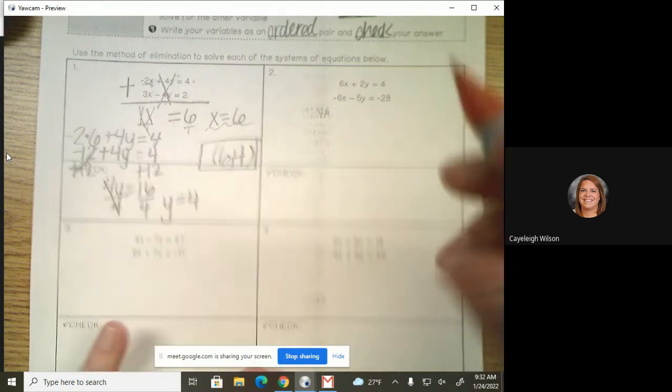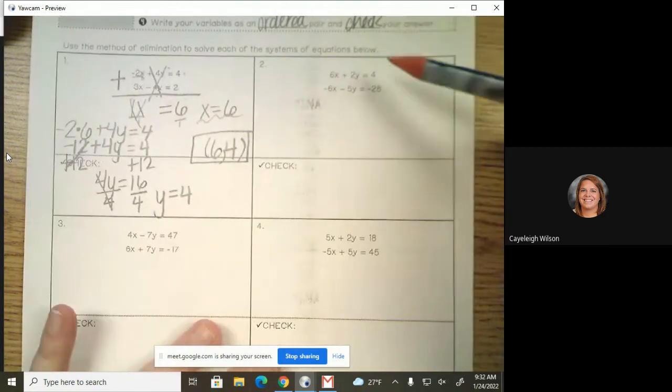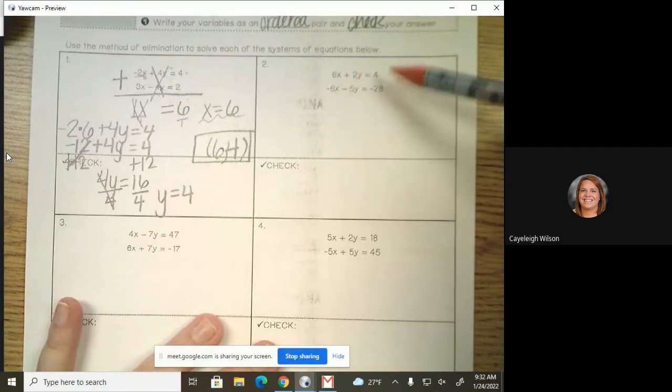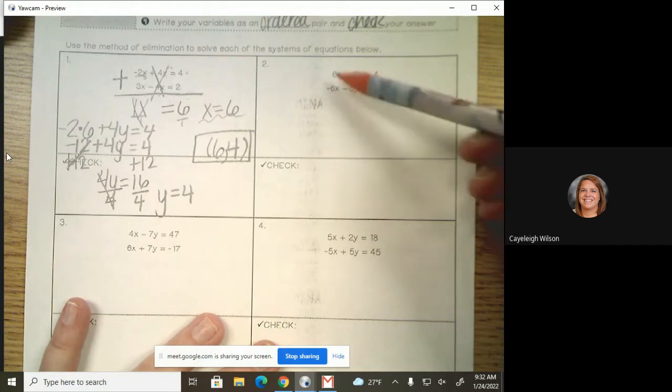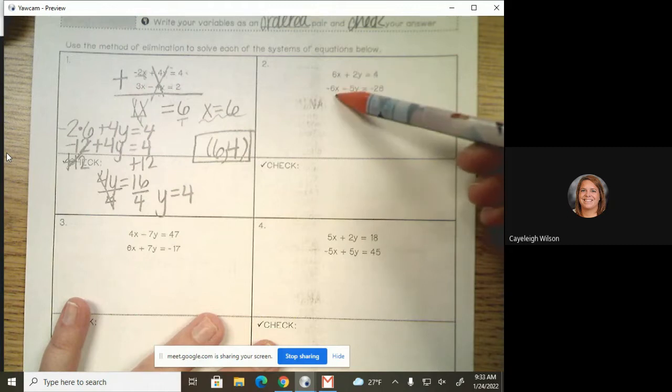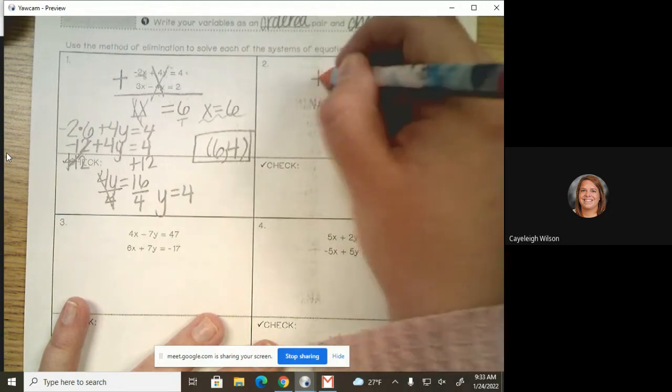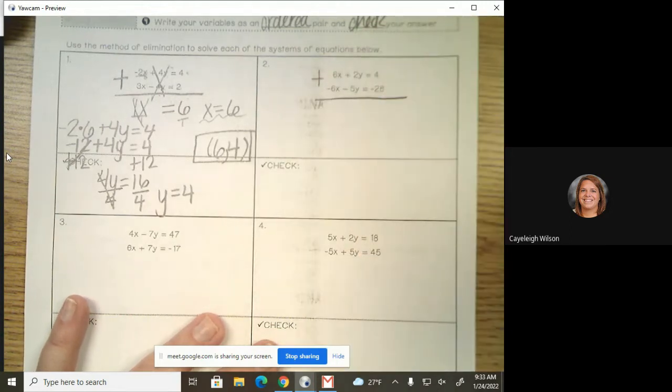All right, so on number 2, I look to make sure it's lined up. So the x's, the y's, the equals, so we're good. All right, so then I look to see if any of them have the same number opposite sign. So I look at the 6's, the x's. Positive 6, negative 6. Yay, they already did it for me. They're already the same number opposite signs. So I'm going to add them together.